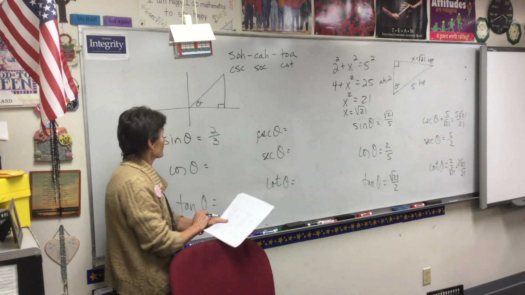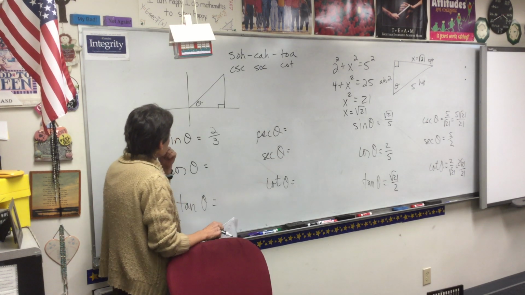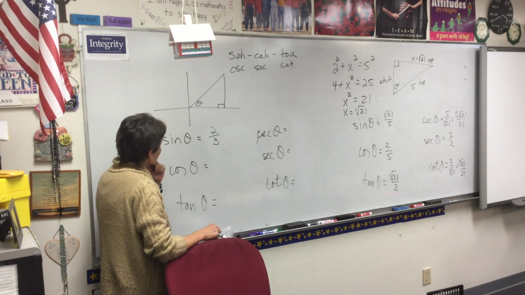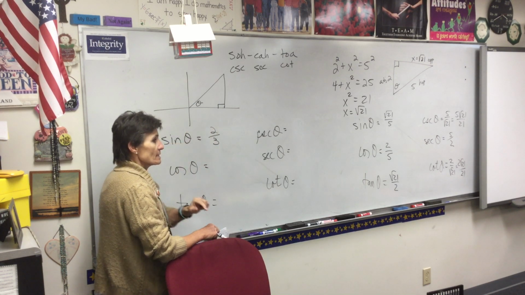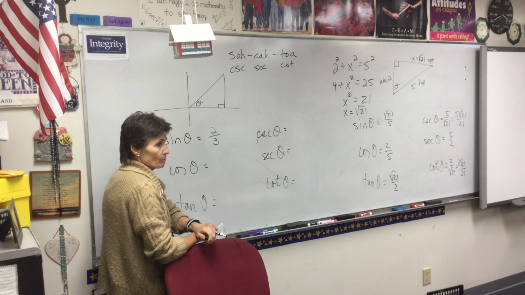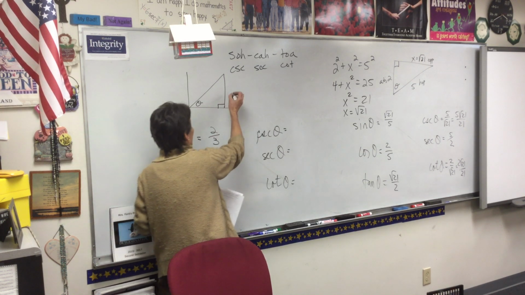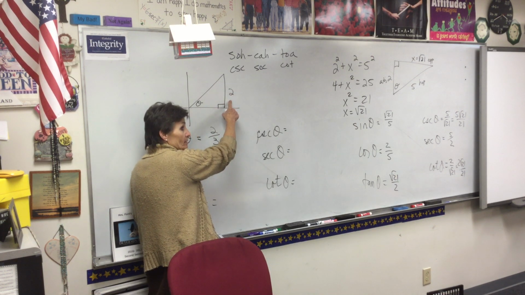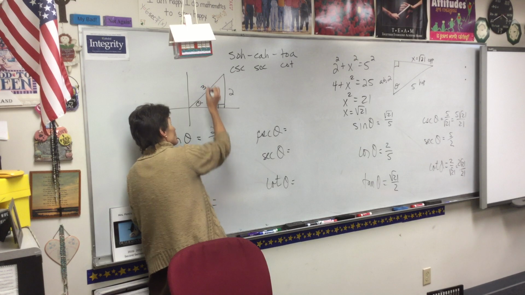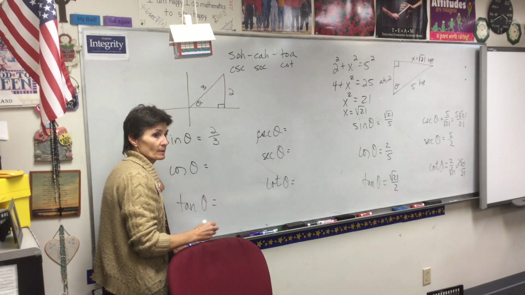Okay. So what do I know? I know that the sine is 2/3. Can I put those numbers into my picture? Yes. Where would I put the 2? The opposite side, which would be here. And where would I put the 3? The hypotenuse, which would be here.